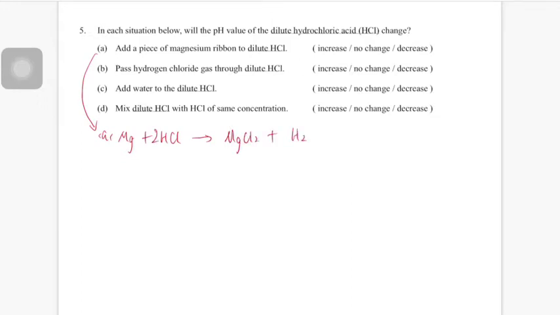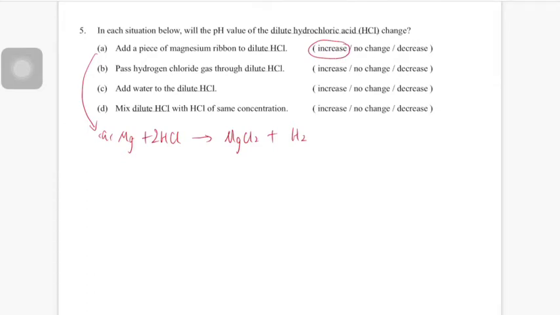Okay, remember to balance it. So that means hydrochloric acid is constantly removed from your solution. That means hydrogen ion concentration would decrease. If the hydrogen ion concentration decreases, that means the solution is less acidic. Hence, the pH value should increase. Okay, less acidic, more alkaline, so the pH value should increase.